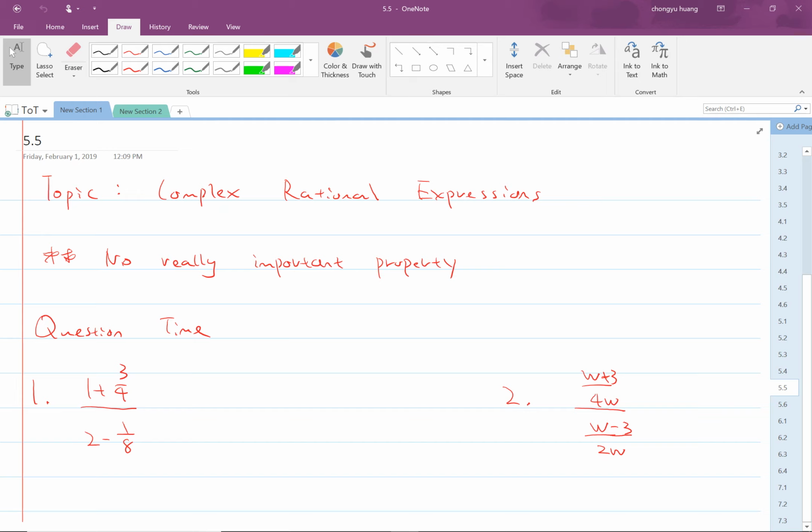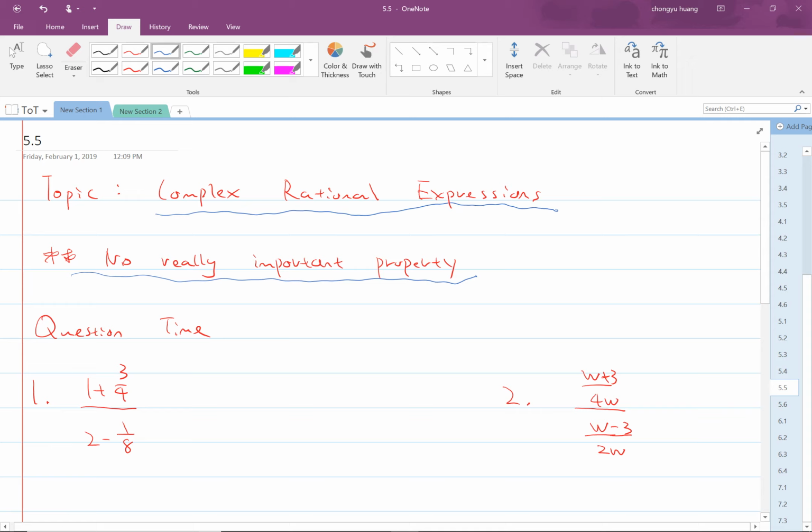Okay, so hello everyone. Today our topic will be solving some complex rational expressions. We mainly focus on how we can actually solve questions with complex rational expressions, and in this chapter there's not really an important property. So I'm just going to tell you guys some techniques for solving those questions really fast, okay?